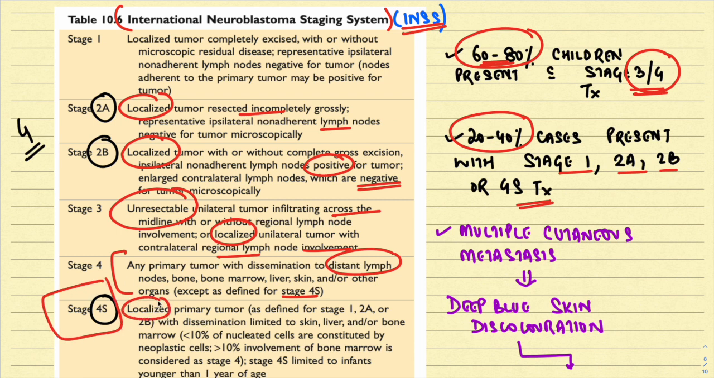Stage 4S is a localized primary tumor as we have seen in stage 1, 2 or 2B, where the dissemination is limited to either the skin, liver and or the bone marrow. Now remember, in the bone marrow, it means that the neuroblasts should constitute less than 10% of all the nucleated cells of the bone marrow. If the neuroblasts constitute more than 10% of the cells, then the stage goes up from 4S to stage 4. Stage 4S is limited to infants who are younger than 1 year of age. So this is all about the staging system of neuroblastoma.